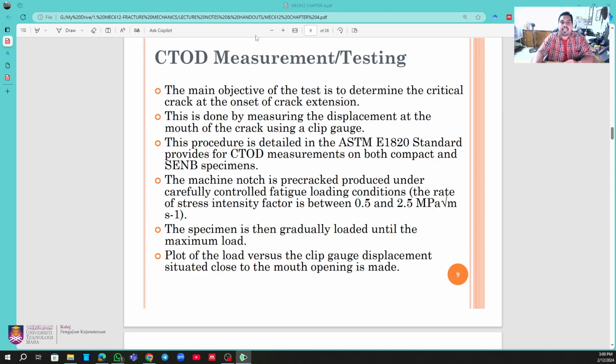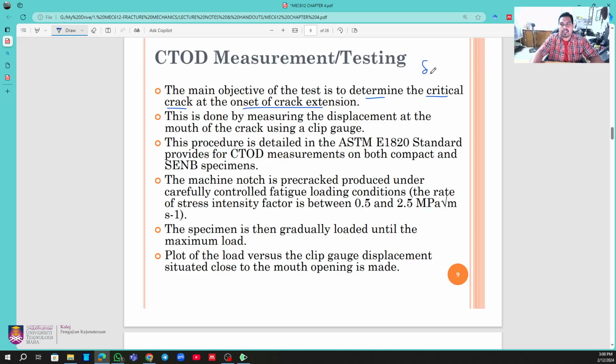So I just want to recap a little bit on the CTOD. This is last week's slide. What does it mean by CTOD? CTOD means crack tip opening displacement. In our case, it is the measurement testing. So you'll see from here, the main objective for this is to determine the critical crack tip opening at the onset of the crack extension.